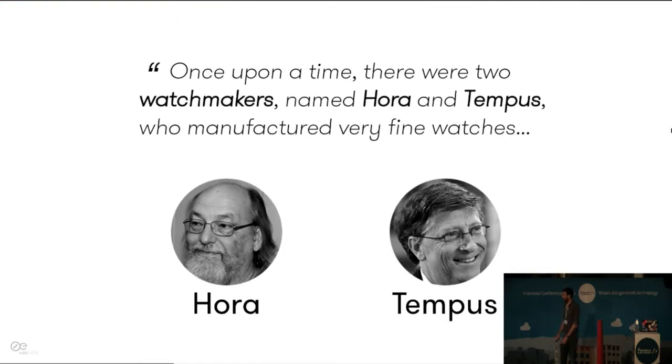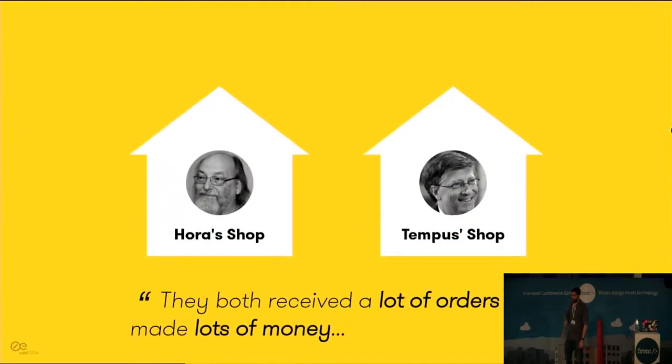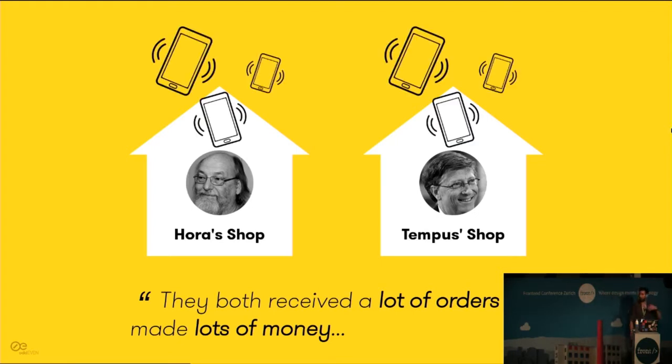There are two watchmakers, Hora and Tempus. These two watchmakers produced very fine watches, right? Watches that consist of a lot of small pieces, around 1,000 pieces. They lived in the same town, and they both had a shop. They were running a shop and selling their watches, and their watches were so nice that everybody called them and ordered new watches, right?